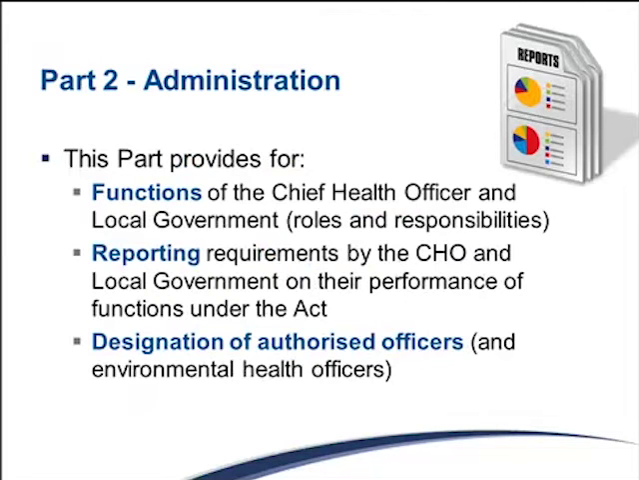Part 2 provides for the administrative provisions, including outlining the functions, or the roles and responsibilities, of the Chief Health Officer and local government, reporting requirements which require the Chief Health Officer and local government to report on their performance or functions under the Act and report on any offences under the Act, and the designation of authorised officers who are responsible for enforcing the Act on behalf of the local government.